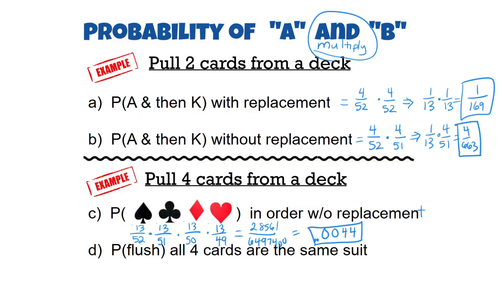Okay, let's look at this next example. Let's try to get a flush, the probability of getting a flush. And a flush is a nice poker hand where you're getting all the same suit. Now, this is a 4-card hand, not a 5-card or 7 or whatever poker oftentimes is, but 4 cards, all the same suit. That's what I want to have happen.